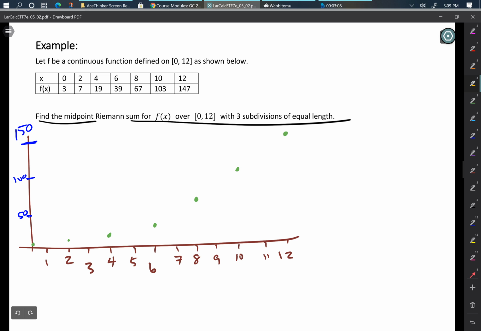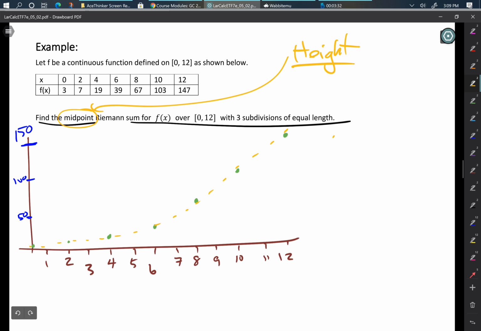Now, if I had a curve, it would kind of look something like this, right? But I don't. I just have these green points. And they want me to find this using midpoints. Now, this idea of using midpoints means the height of the rectangle is determined by the midpoint. And 3 subdivisions of equal length.